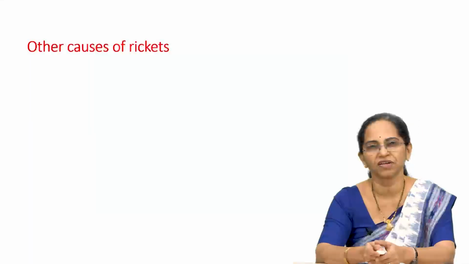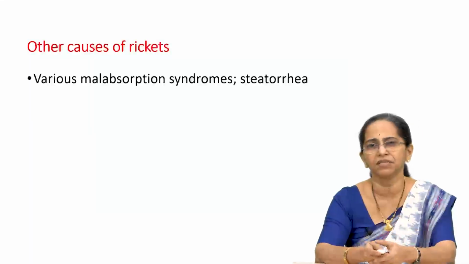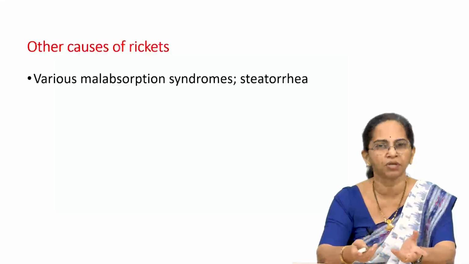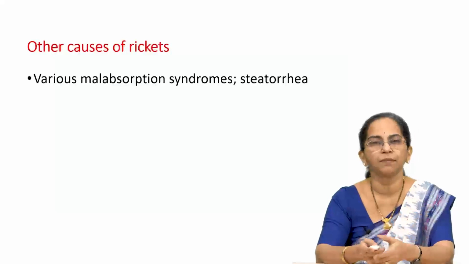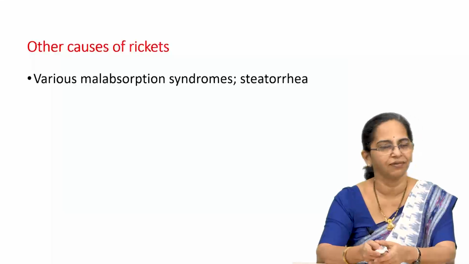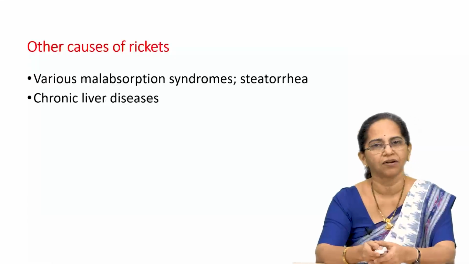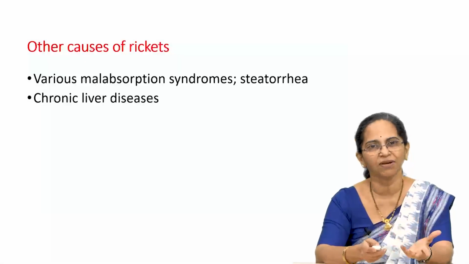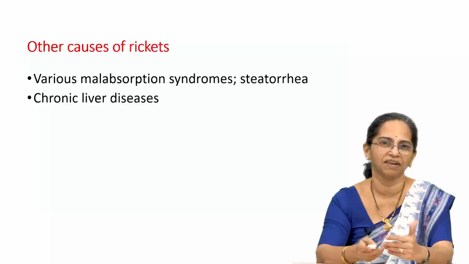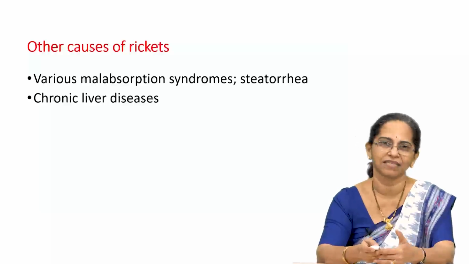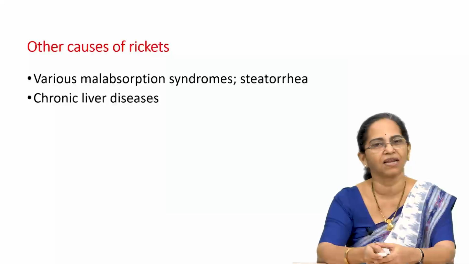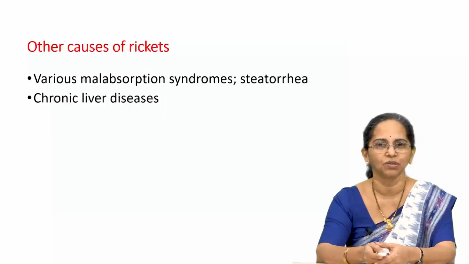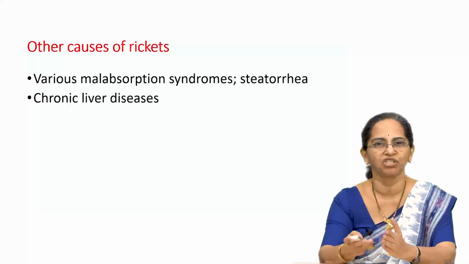What are the other causes of rickets? If there is something disturbing the GI tract like steatorrhea or malabsorption syndrome, you will not be able to absorb the dietary vitamin D, and definitely it will lead to rickets. And chronic liver diseases also, bile salts will not be produced properly. If bile salts are not there, there will not be fat absorption, there will not be vitamin D absorption. So, definitely vitamin D deficiency, and that can lead to rickets. So, these are other causes which can lead to rickets. So, this was about vitamin D deficiency in children. It is called rickets.